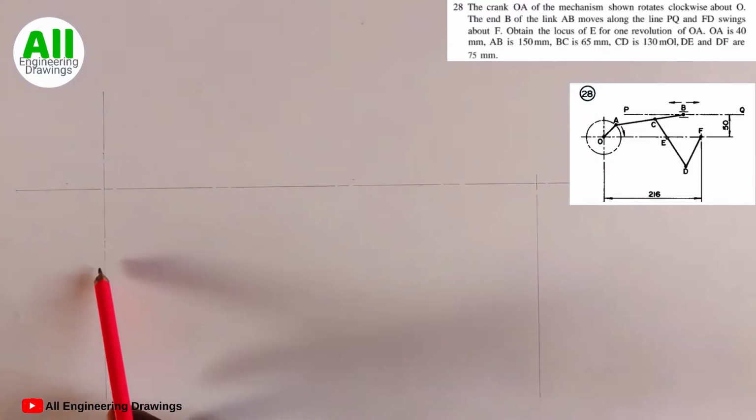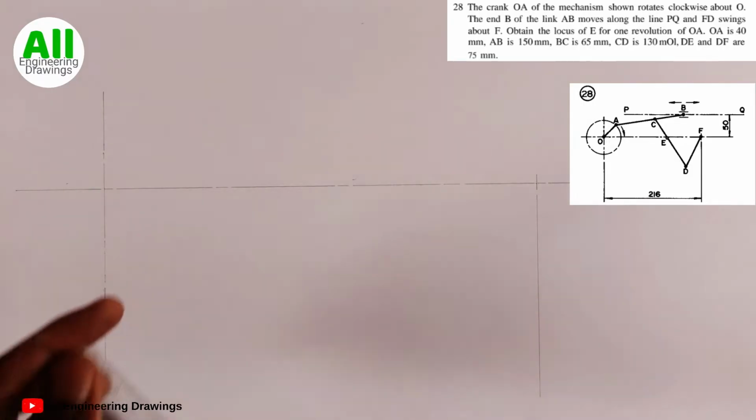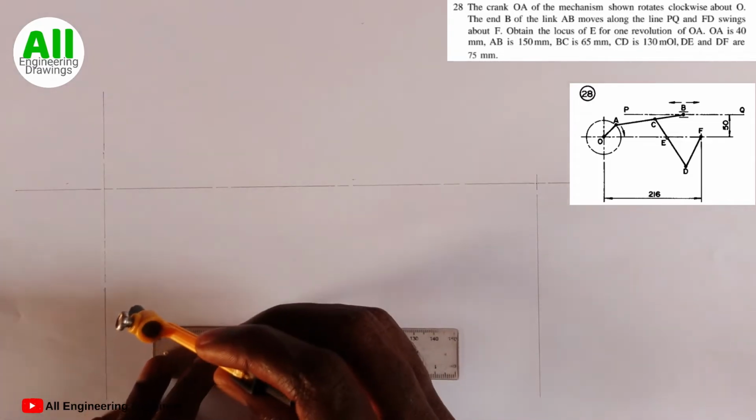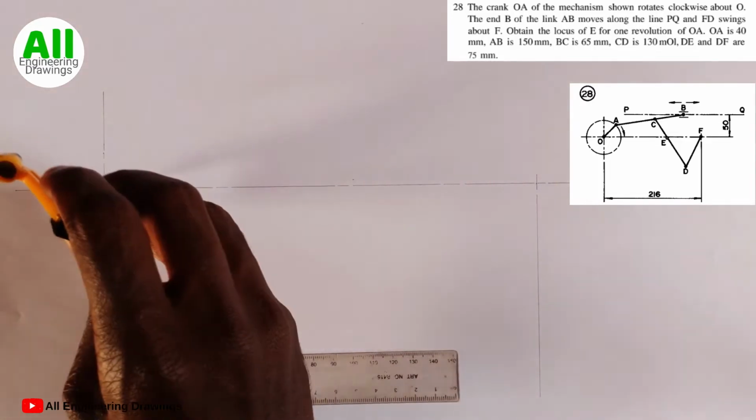The distance between this line and this line is 116 millimeter. That is from the diagram above. So next we draw a circle on this point. The circle will be 40 millimeter, because the question says OA is 40 millimeter. So we take 40 millimeter from our ruler. Then we draw the circle this way.